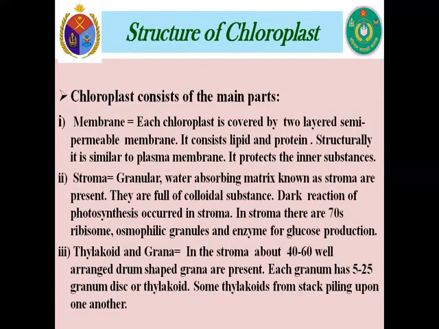Number three, thylakoid and grana. In the stroma, about 40 to 60 well-arranged drum-shaped grana are present. Each granum has 5 to 25 granum discs or thylakoids. Some thylakoids form stacks, piling upon one another.